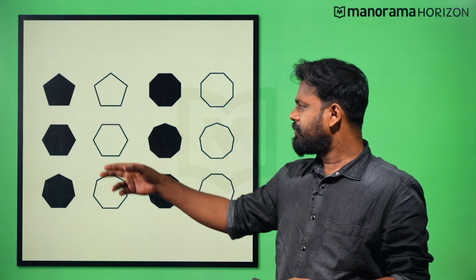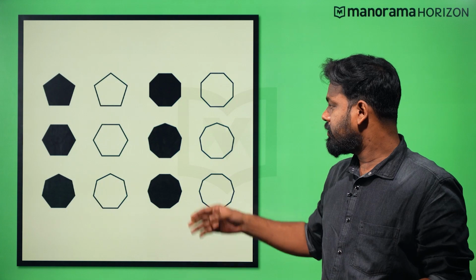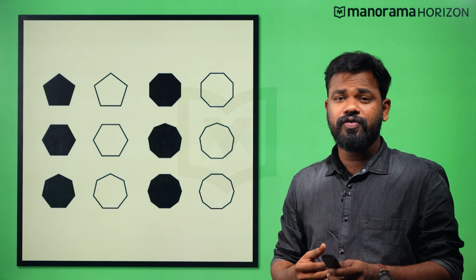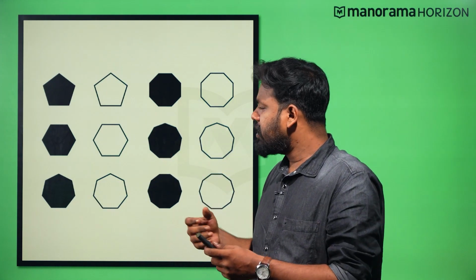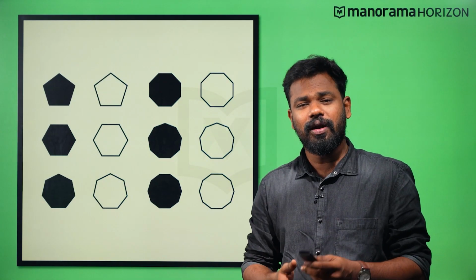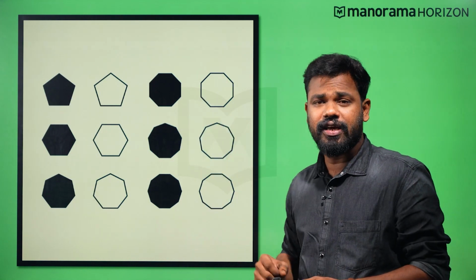So I have a pentagon, then a hexagon, then a heptagon, then an octagon, then a nonagon, and a decagon. As I keep increasing the number of sides of the polygon, what happens? The shape slowly changes to what? A circular form. It is not becoming an exact circle, but it tends to become what? A circle. So that is what you can see here.